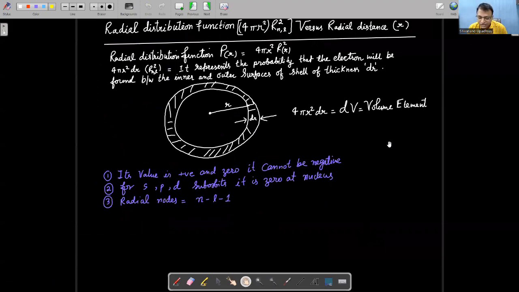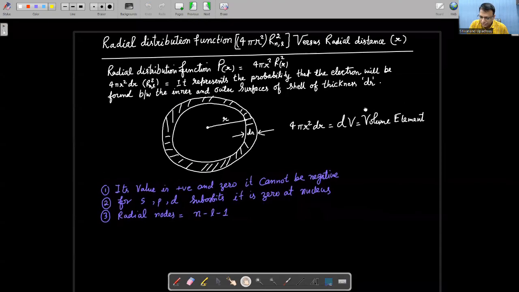Radial distribution function is defined as 4 pi r square into psi square, or radial wave function square, or radial probability density, versus radial distance. So first, in this diagram, we have to understand that this shaded volume is representing the probability of finding electron in a volume element.